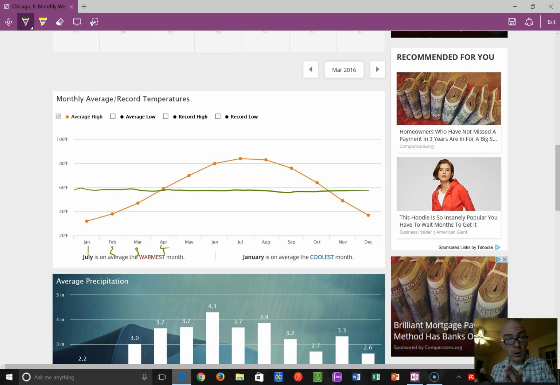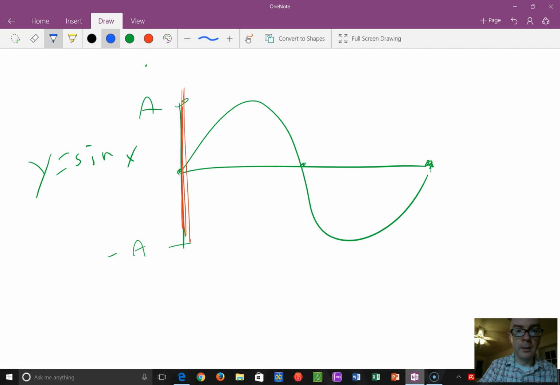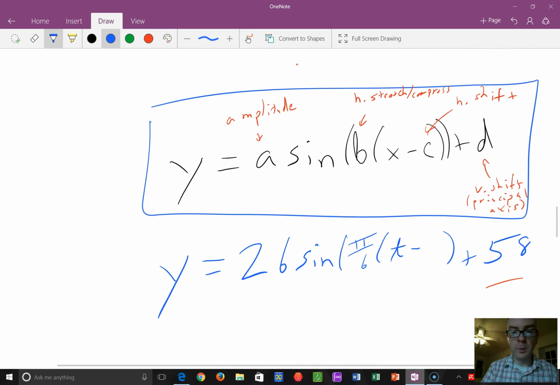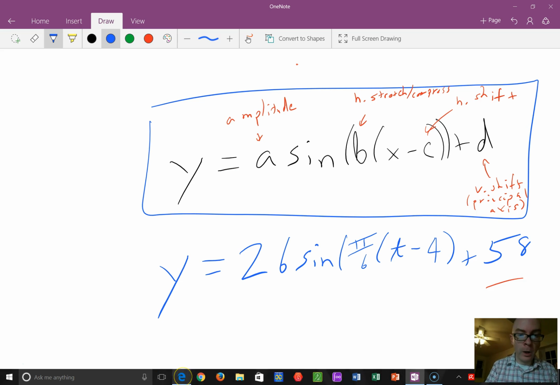Shift over 4 units to the right, saying we're doing a horizontal shift. This would be t minus 4. That's it. But it worked very nicely this time. It was very pretty. What if it's not always so pretty? So let's look at another way that we could figure out exactly where to start.